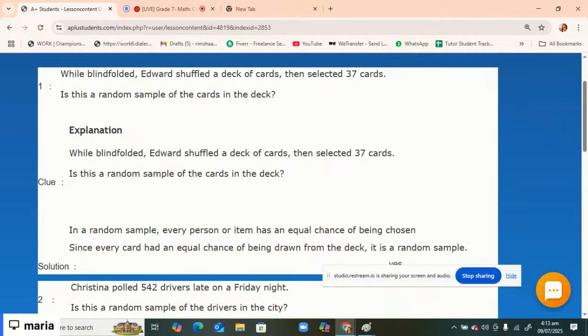Okay, it's just basically, is this a random sample, because there are total 37 cards he shuffled? Just shuffled all of it. For example, there are 37 cards, then he shuffled all the cards and then he randomly chose, they are saying, from a deck of cards. So is that a random sample? Yes, it's a random sample. Why? Because every person or atom has an equal chance of being chosen. Since every card had an equal chance of being drawn from the deck, we can say that this is basically a random sample.